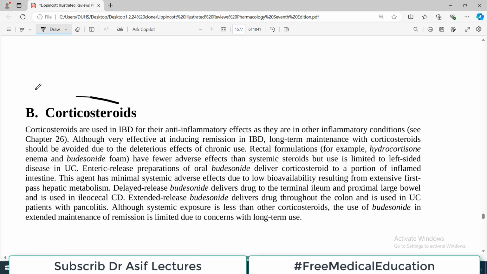Let's now talk about corticosteroids, the second group of drugs which are used in inflammatory bowel disease. Now they are generally anti-inflammatory, so they block inflammation wherever it is. Although very effective in inducing remission in inflammatory bowel disease, long-term maintenance with corticosteroids is always a problem, and corticosteroids cause a lot of side effects leading to Cushing-type features and whatnot. So you always have to be very careful when using corticosteroids.